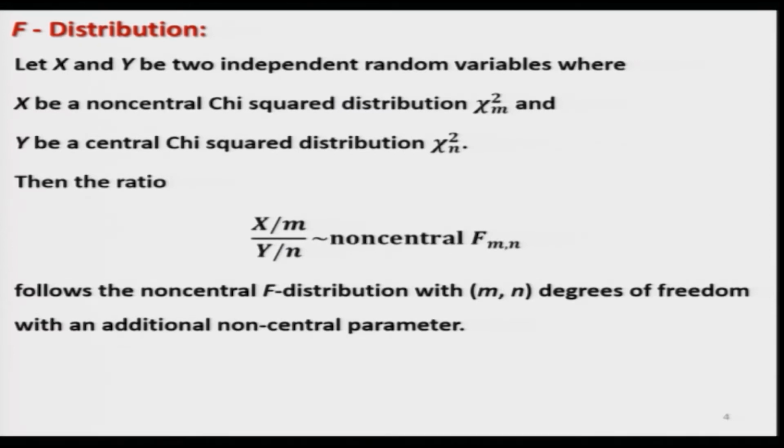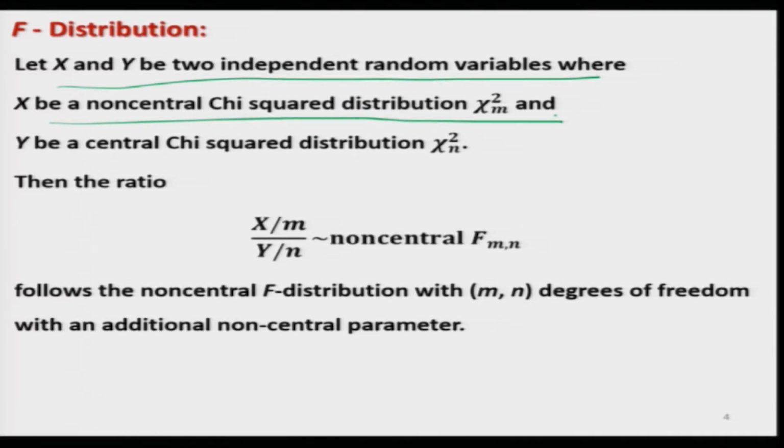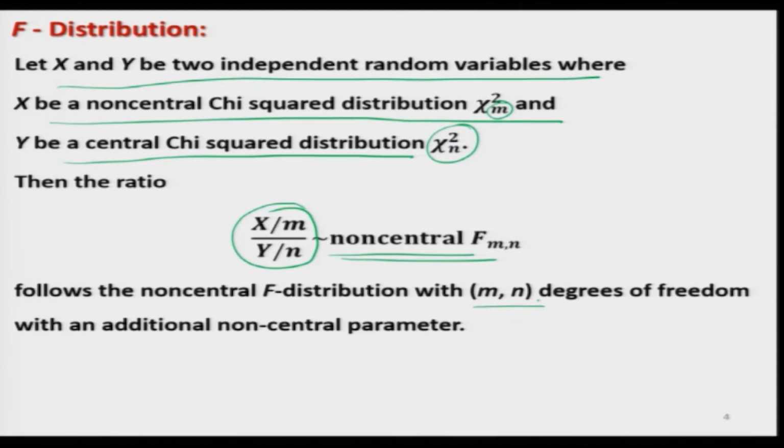Suppose x and y are two independent random variables, where x has a non-central chi-square distribution with say m degrees of freedom, and y has a central chi-square distribution with n degrees of freedom. That means, between x and y, one of them has to be a non-central chi-square. Then the same ratio, x upon m divided by y upon n, will follow a non-central F distribution with m and n degrees of freedom.